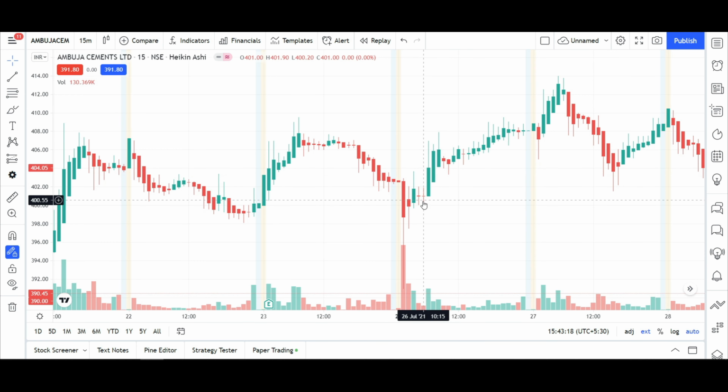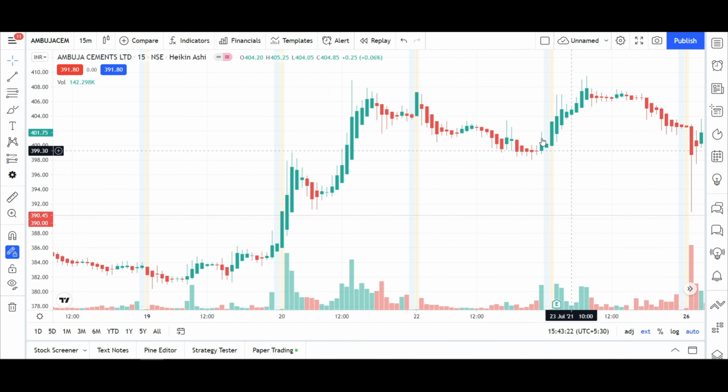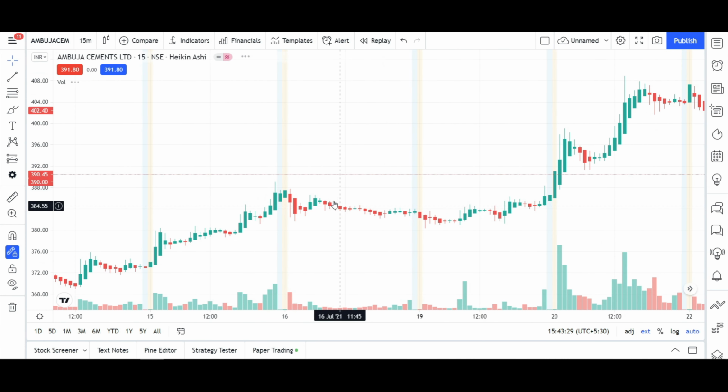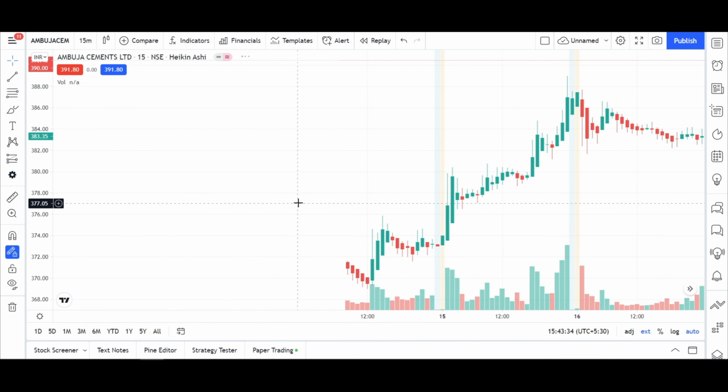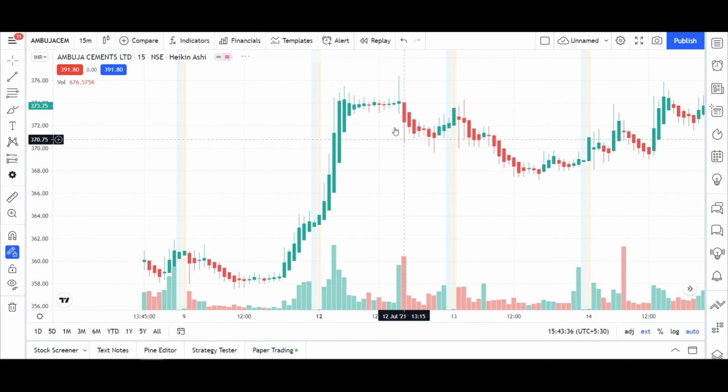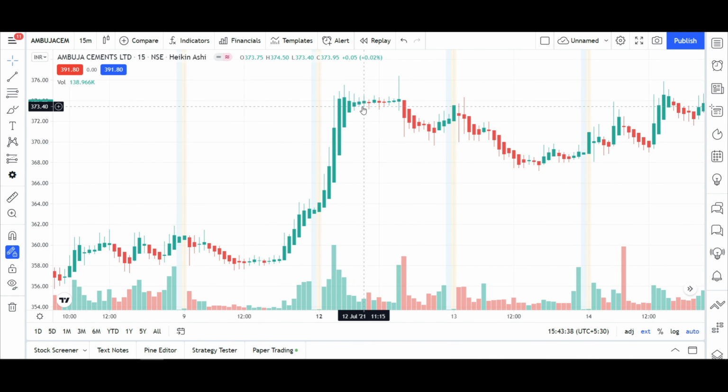Okay, and let me give you another example. Again, smaller bodies being formed multiple times, then a big bullish breakout. Smaller bodies, sideways, then a big bullish breakout. Let's take an indication of a reversal: small bodies, then a very big bearish fall, all the way from 374 to around 367. A very good trade can be captured. Small bodies formed in a sideways market, and then a very big bullish trend.